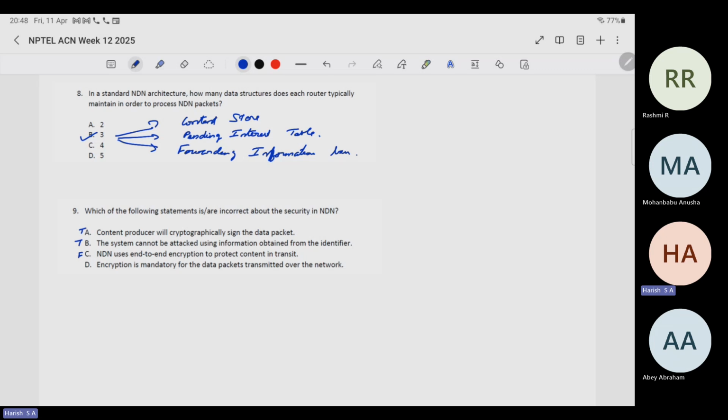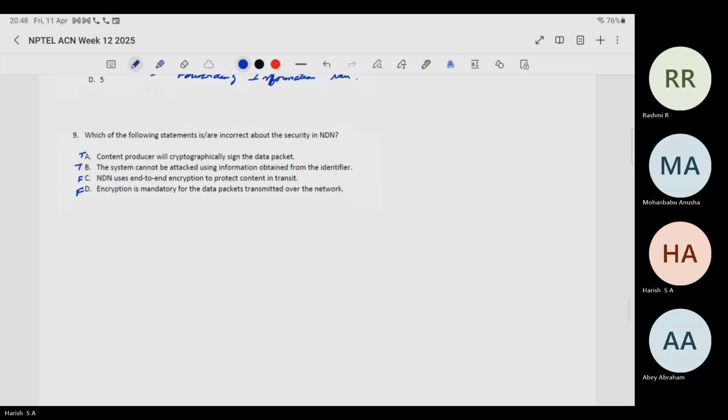Encryption is mandatory for the data packets transmitted over the network. Again, no, it is optional. It is not mandatory. Okay, so this is false. So the answers are C and D.